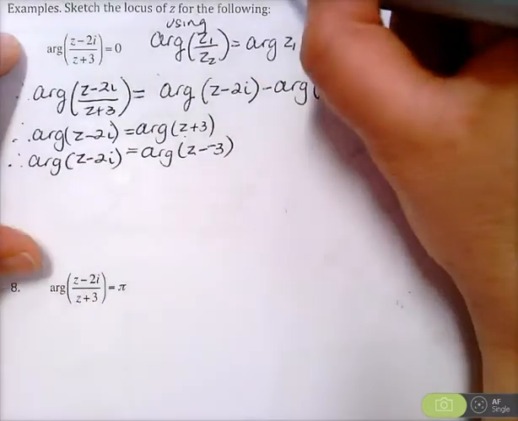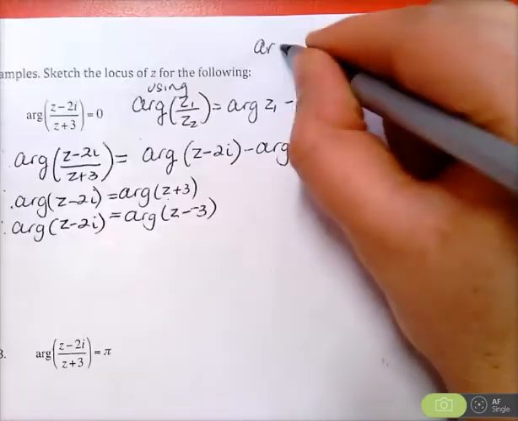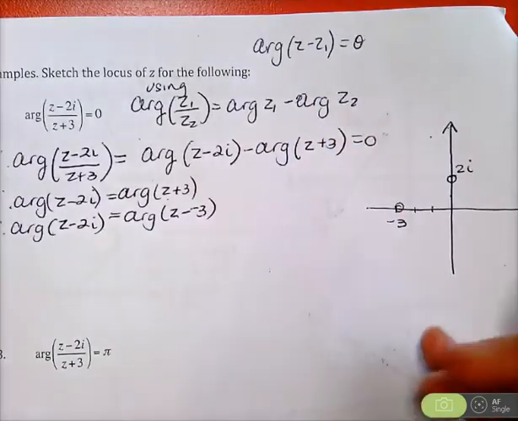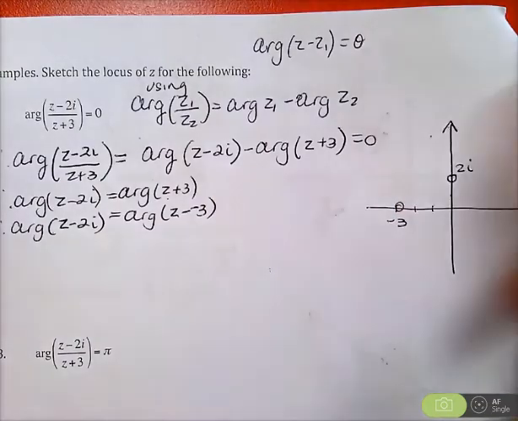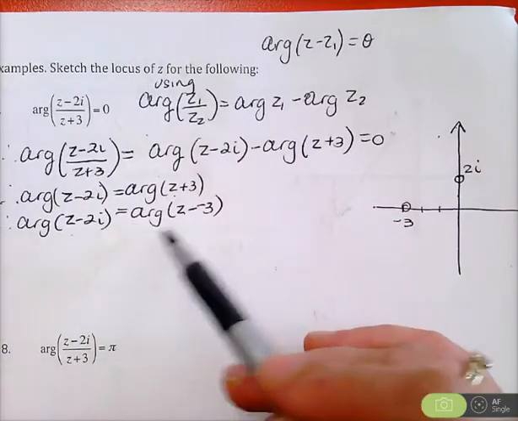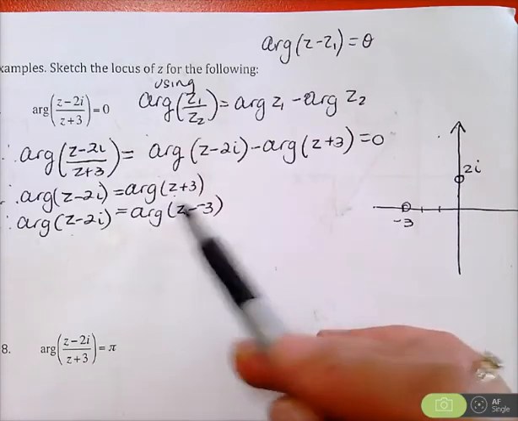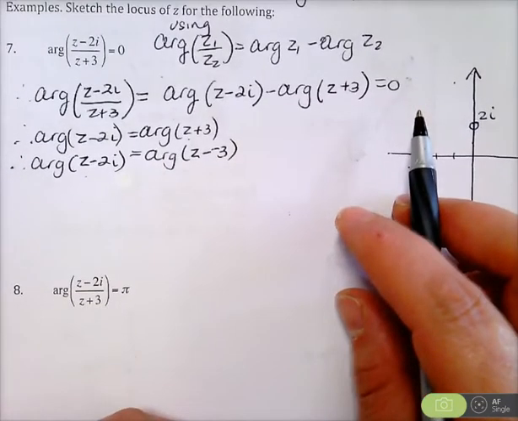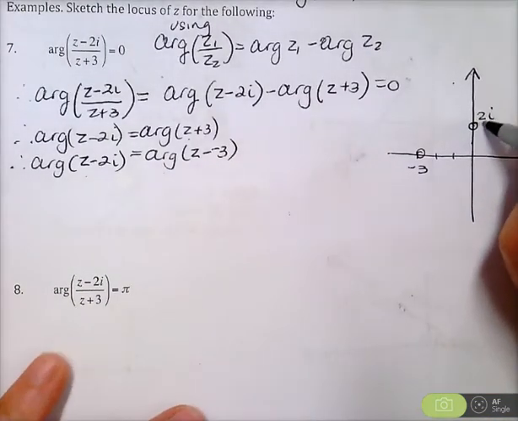Because remember, arg of z minus z1 often is equal to theta. So arg of z minus z1 will be some angle, and the arg of z minus 2i will be some angle, and the arg of z plus 3 is another angle, but the angle happens to be the same because the two args are equal to each other. So what we do, just watch what I'm going to do.